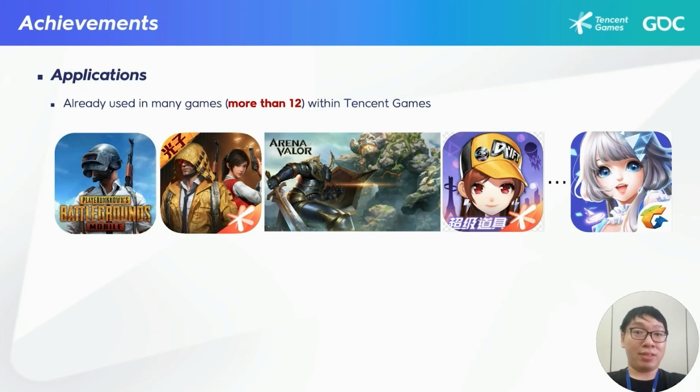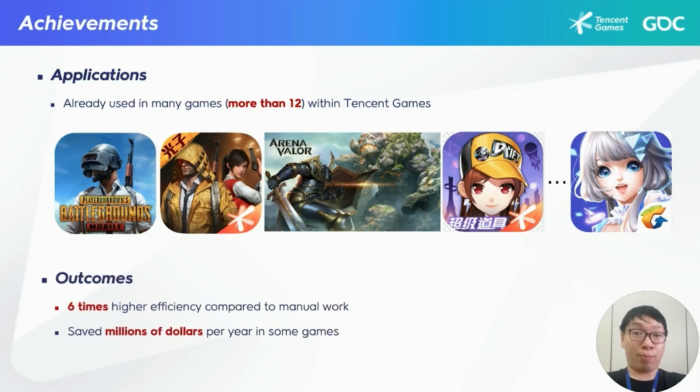Until now, within Tencent games, over 12 games are using the GoSkinning tool. The tool has proven to be about 6 times more efficient than manual work, resulting in savings of millions of dollars per year for some games.